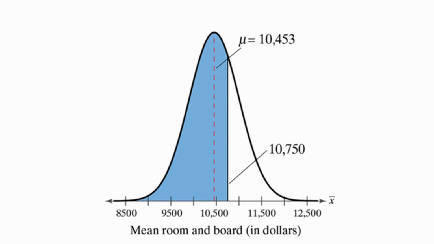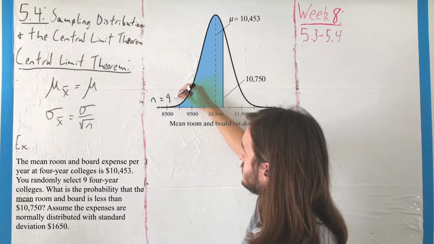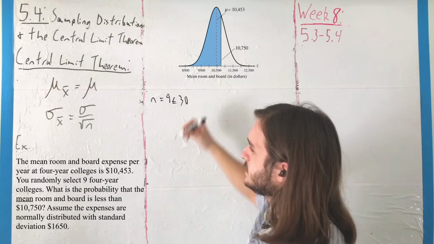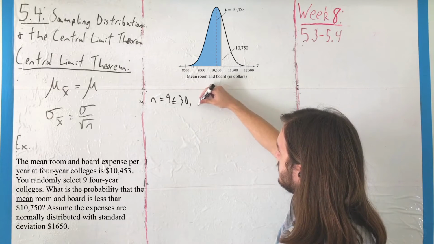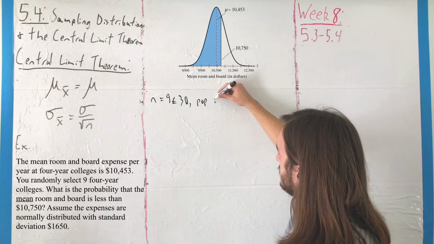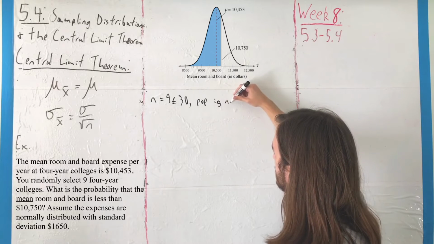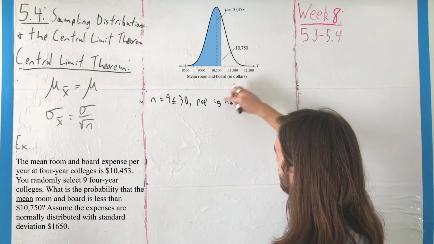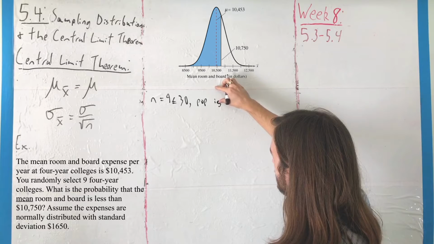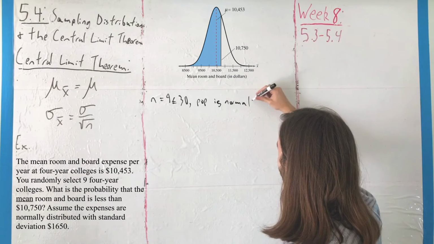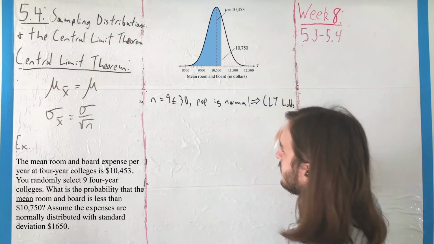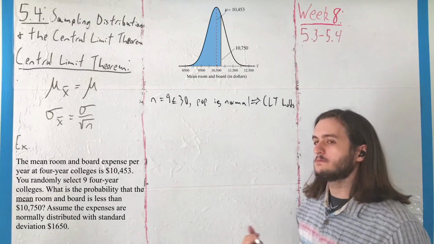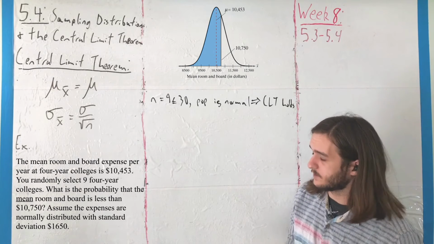And here we do have that n is equal to 9, which is technically speaking too small for the first case of the central limit theorem, but the population is normal. So the central limit theorem still holds, just for different reasons. It's in the second case rather than the first.